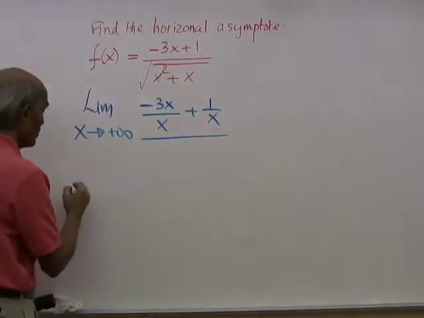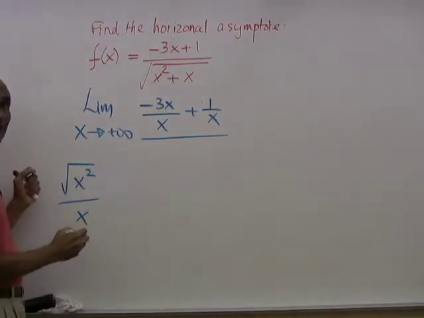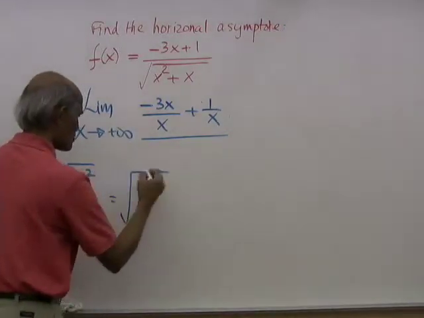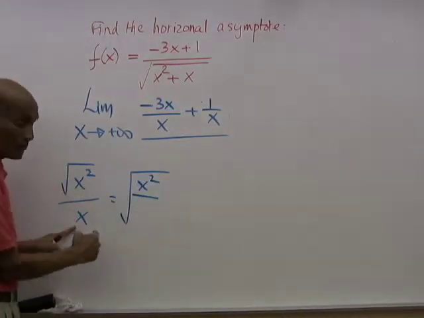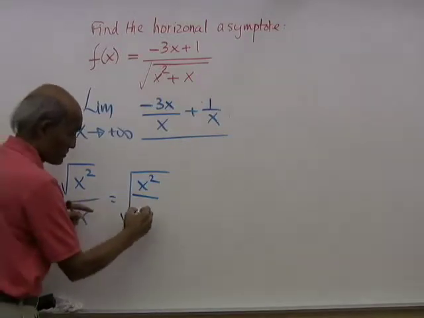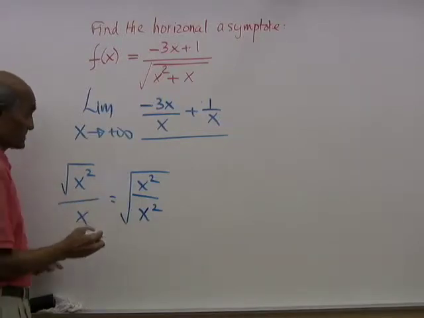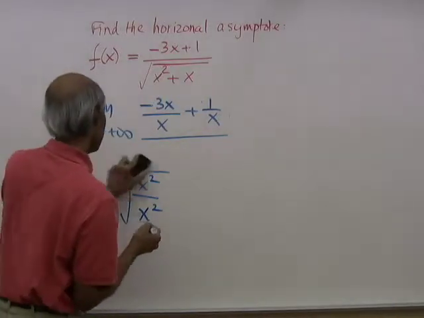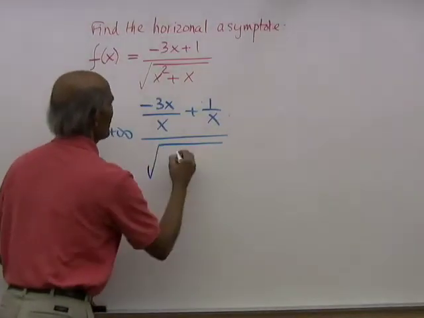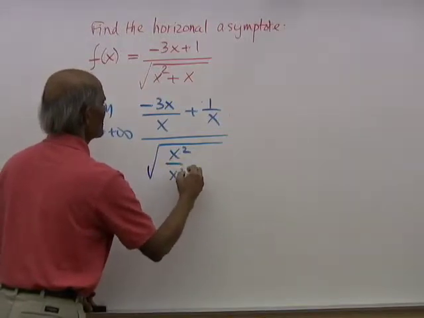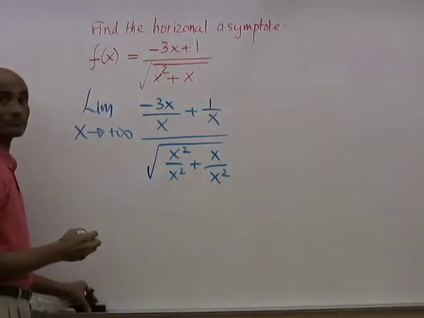Again, as I said before, square root of x squared divided by x is the same as square root of x squared divided by, if you want to take this inside the square root, it will become a square. It will be square root of x squared divided by x squared. So, what will be then the denominator? The denominator will be square root of x squared divided by x squared plus x over x squared.